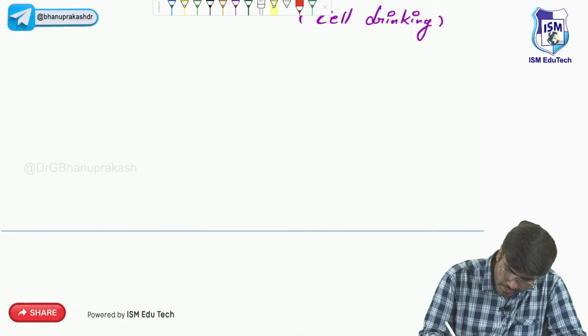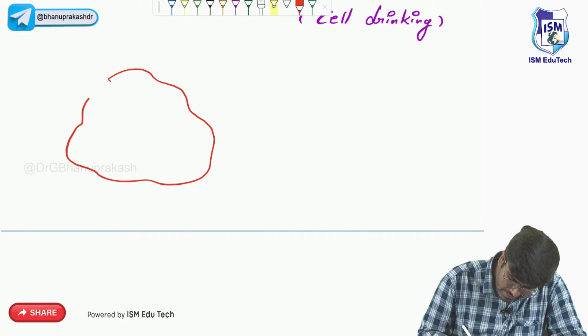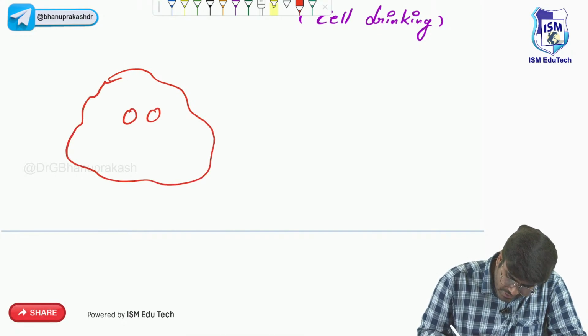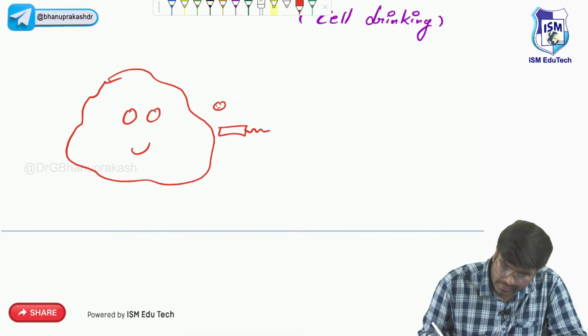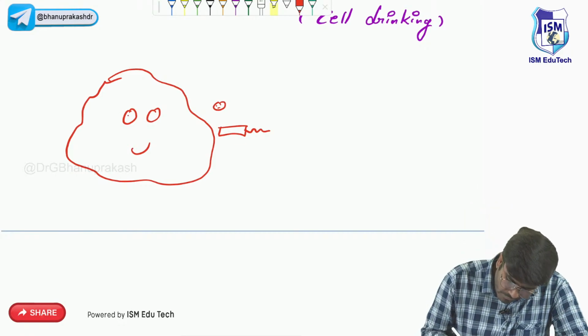Okay, let me show you here. See, this is a macrophage. Now outside the macrophage, you are having a bacteria. Let's take this as a bacteria. Bacteria is present. Now what will our macrophage do?